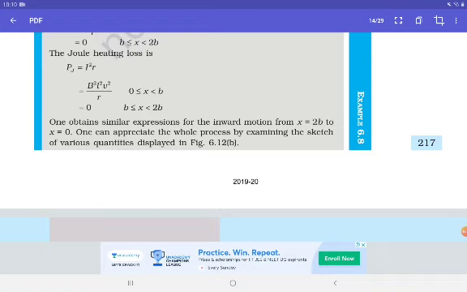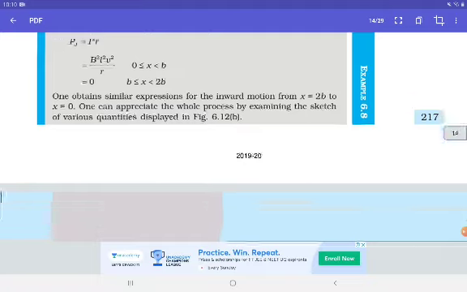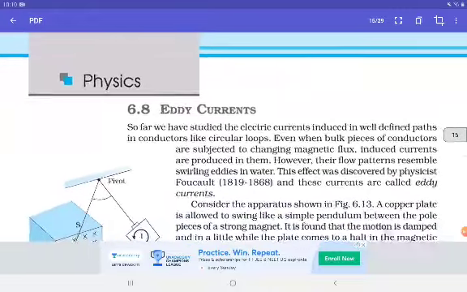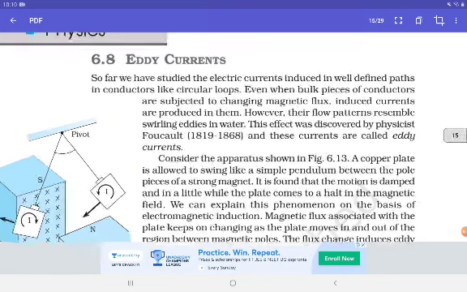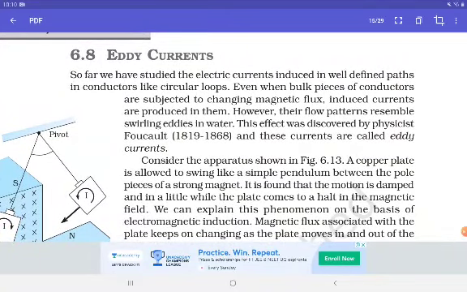One can appreciate the whole process by examining the sketch of various quantities displayed in figure 6.12b. Next is 6.8, eddy currents. So far we have studied the electric currents induced in well-defined paths in conductors like circular loops. Even when bulk pieces of conductors are subjected to changing magnetic flux, induced currents are produced in them, however, the flow patterns resemble swirling eddies in water. This effect was discovered by physicist Foucault, and these currents are called eddy currents.